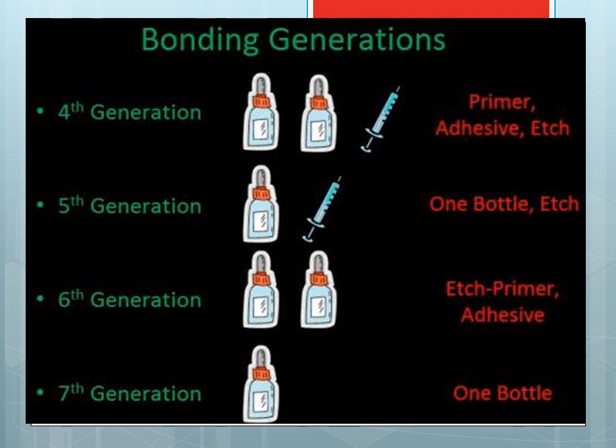If you look at this pictorial representation, it will be much clearer. So the fourth generation, you have a primer, an adhesive, and an etchant. There are basically two bottles and one etchant. In the fifth generation, which as I mentioned is what we are using nowadays, we have one bottle which contains the primer and adhesive in it and an etchant separately. Sixth generation, etchant and primer may be together and the adhesive is separate. And then the seventh or the latest generation has all of these three components in one bottle.